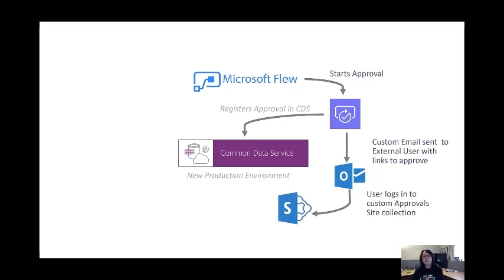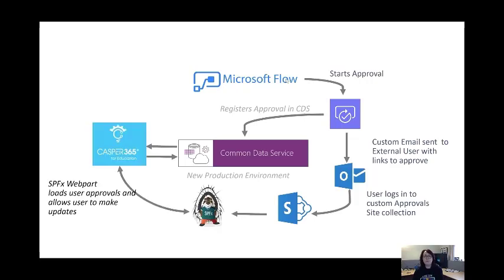The user then logs in to our custom approval site collection, which we hosted within SharePoint. And with a little bit of Parker magic, we have an SPFx web part that loads, and the connector then uses the API to communicate back to the Common Data Service to go and get the information about that user approval and to make updates to that user approval, whether it was approved or rejected, etc. That API then triggers the flow to continue and move on to the next stage once approval has happened. So this was a workaround that we did to get past that.